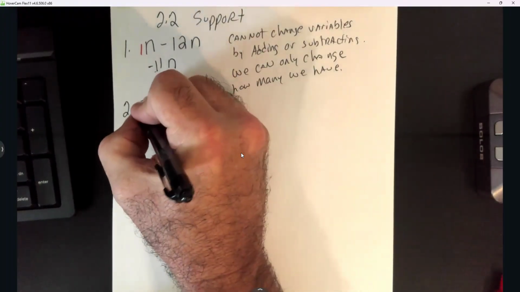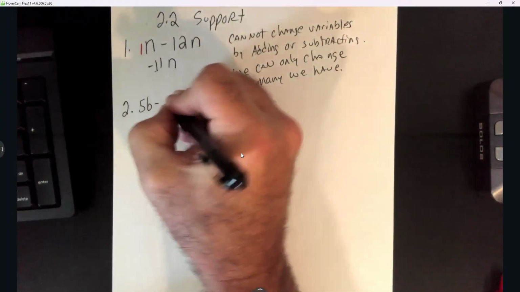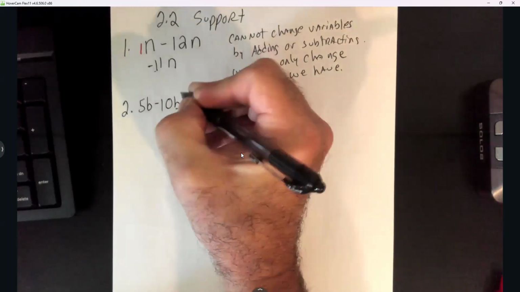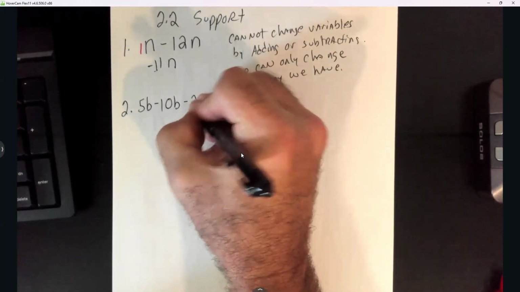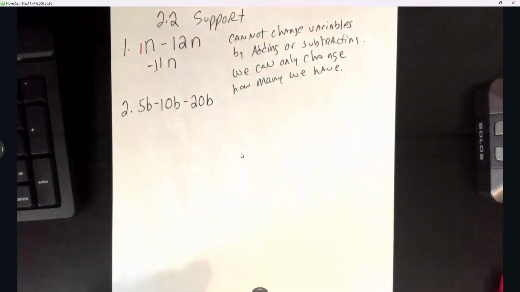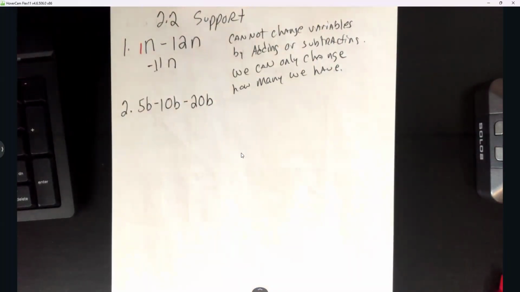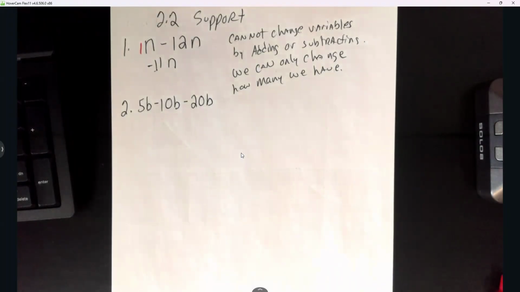So y'all try this one. 5b minus 10b minus 20b. So y'all chat me that answer. Just remember, do not change the variable the way it looks. So you got 5b minus 10b minus 20b.